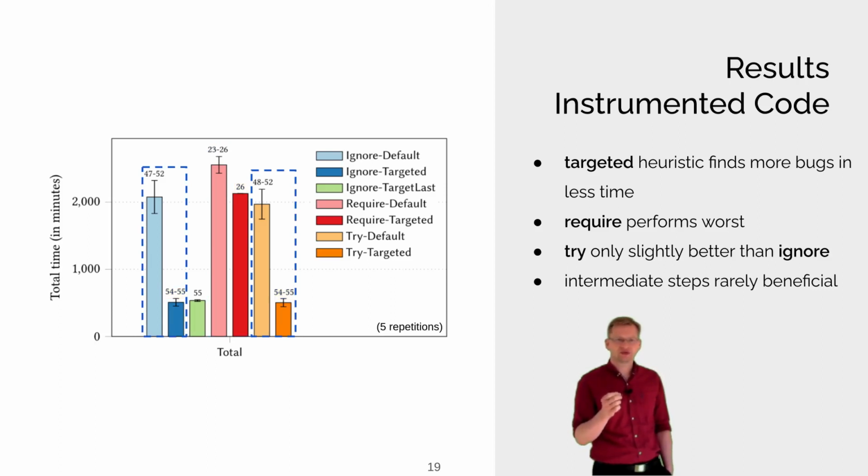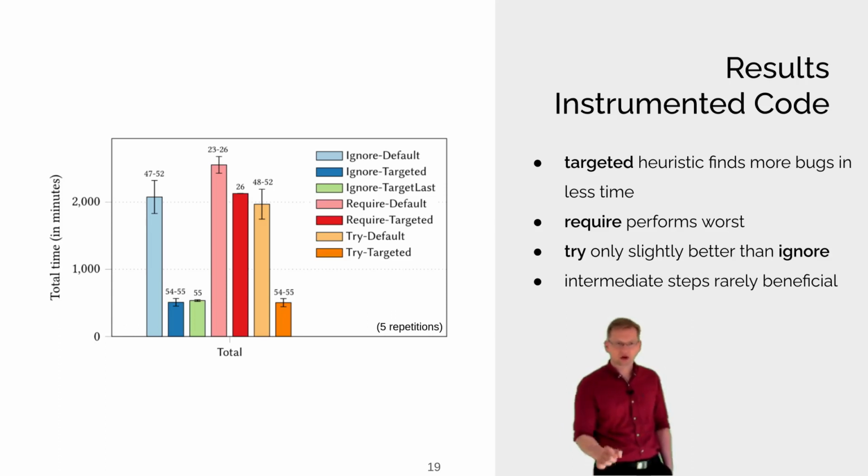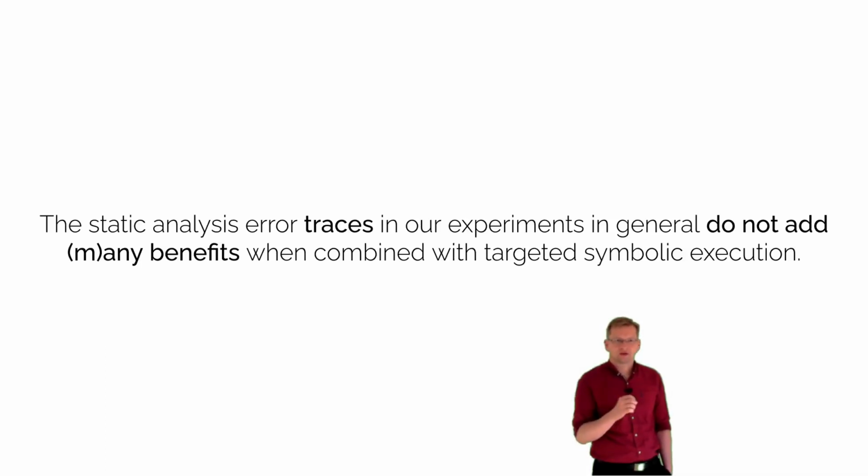That means the conditions in the trace steps are not very helpful or often implied by the path to the error. At that point, we were wondering how useful the actual intermediate step locations in the trace are. So we modified our search heuristic to ignore intermediate steps completely and only target the final error location. And as you can see, surprisingly, the green bar shows comparable results to the best performing combinations and finds all bugs. And with this, I come to the bottom line of my talk. The static analysis traces in our experiments in general do not add any benefits when combined with targeted symbolic execution.